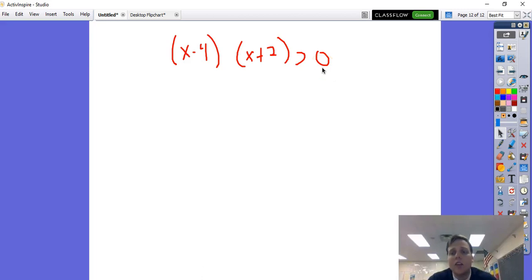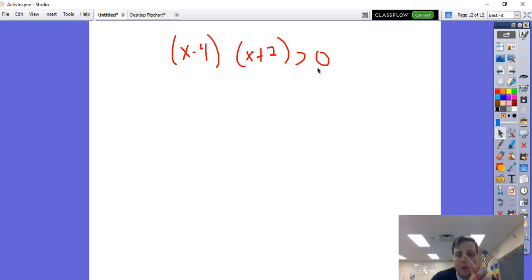So what it's saying is, what are the x values that make your output, that means after you plug them in, greater than 0? So basically, what are the x values that make y greater than 0? What does it mean to be greater than 0? It means to be positive. Okay? So that's what the question's asking. It's asking, what are x values that make y positive?